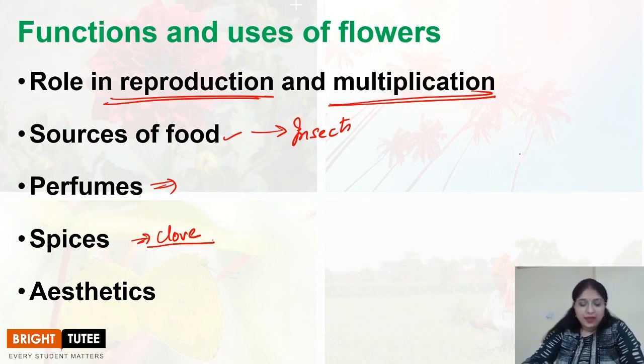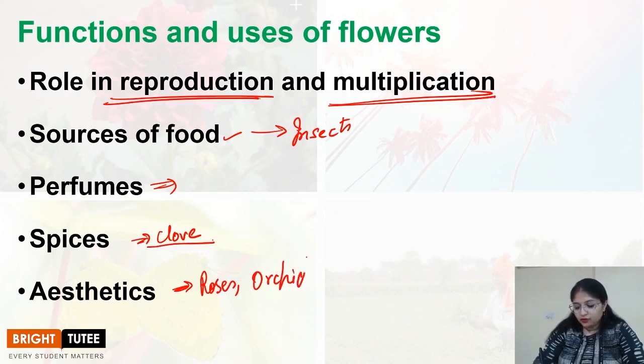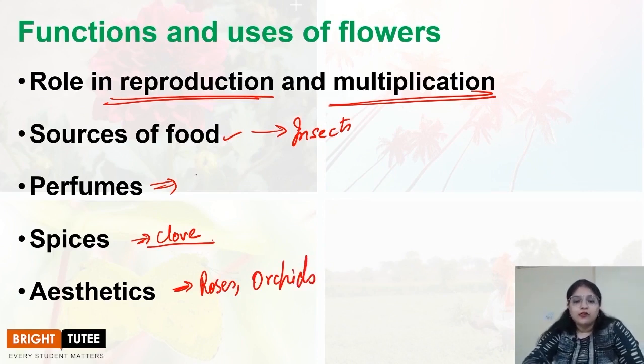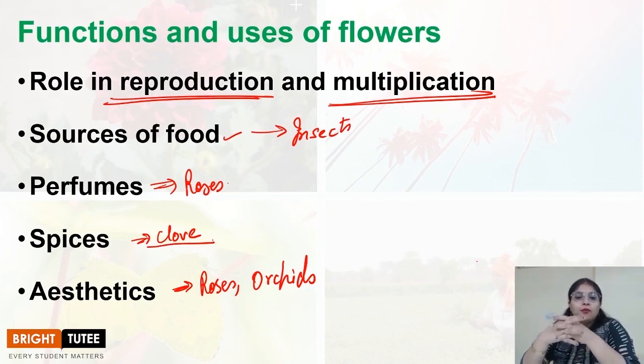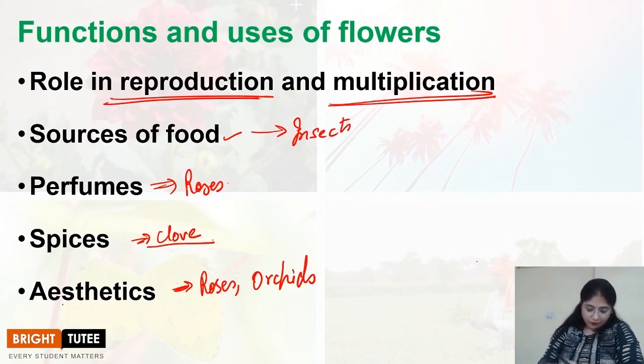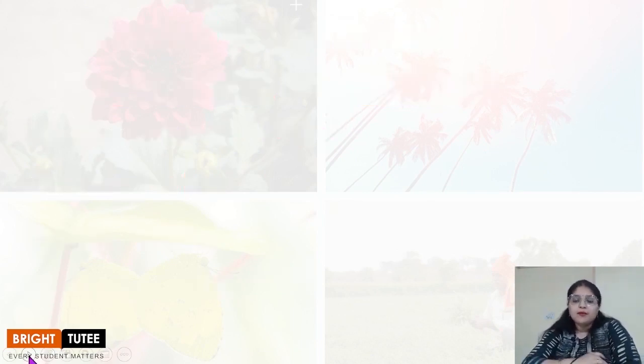spice. And then you have aesthetics, that means decoration purposes. Usually flowers like roses and orchids are used for decoration purposes. For perfumes, roses are also used. So in this way, we saw how the function of the flower is very important in a plant. Also, we saw how it is useful for us as well. So now once we have understood the different parts of the flower, we are going to answer some of the questions.